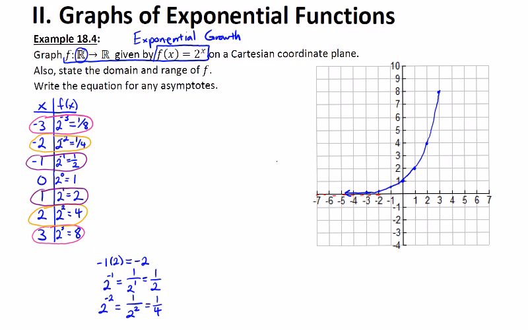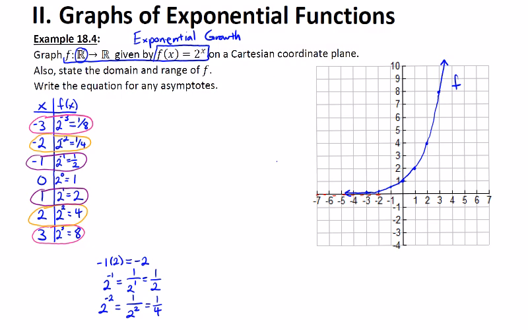Going to the right, however, my graph is just going to continue to increase. I'm not approaching a vertical asymptote or anything because I can go as far to the right as I want, and it'll just continue to increase forever, and this gives us the graph of f. This is the go-to picture when we start talking about exponential growth.